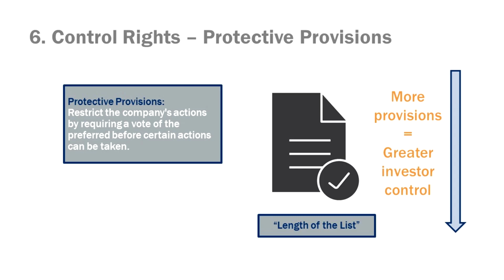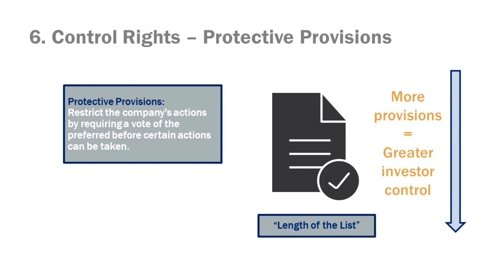Protective provisions require a vote by the preferred shareholders before the company can take certain actions. Actions that are subject to a vote generally include any changes to rights specifically designed to protect an investor's interest. For example, those relating to the payment of dividends, liquidation, conversion, redemption, dilution, voting, the issuance of additional shares, and the structure of the board of directors.